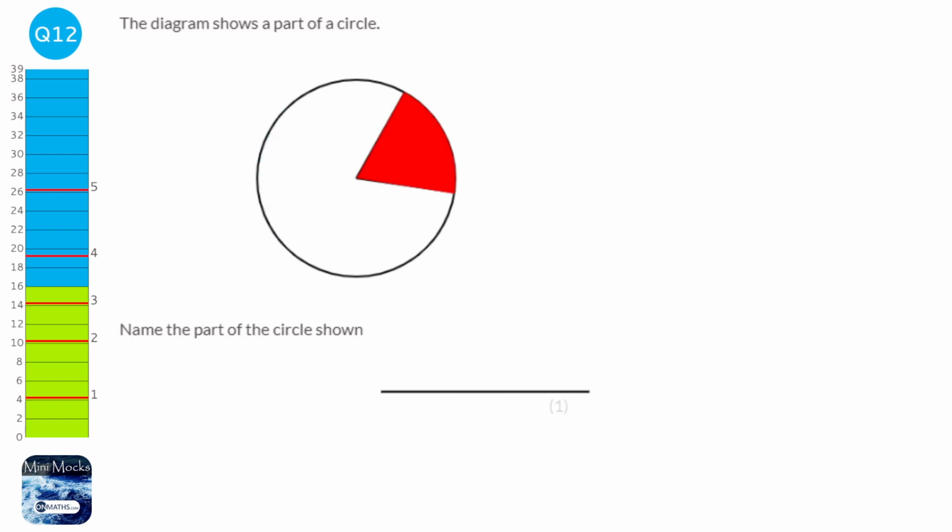Then if you've got a line across the circle going through the center, that's a diameter. If you've got a line just going to the center, if I can draw it properly, then that's called a radius. If you've got a line that touches the circle at just one point, like that, that's a tangent. But in this case, we have a sector.